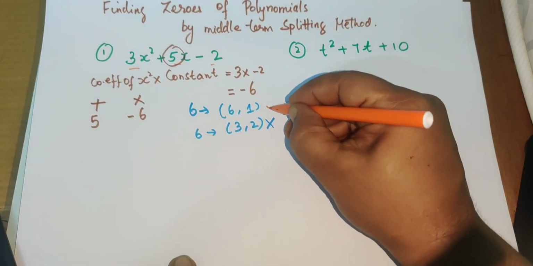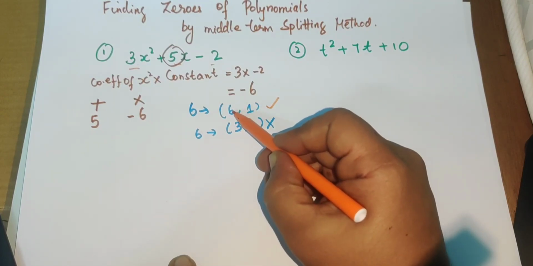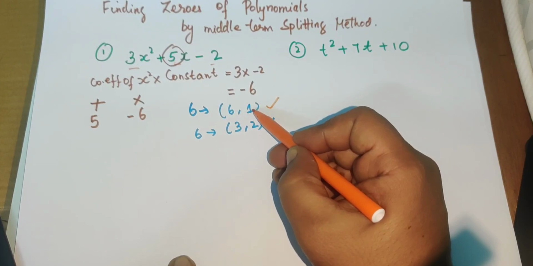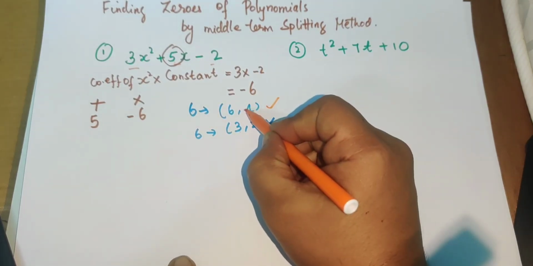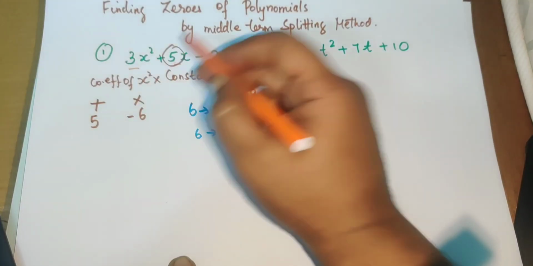This is the correct pair. How? 6 plus 1 is 7. If you subtract, 6 minus 1, you'll get 5, and 6 into minus 1 is nothing but minus 6. So positive 6 and minus 1 is the correct pair for this question.